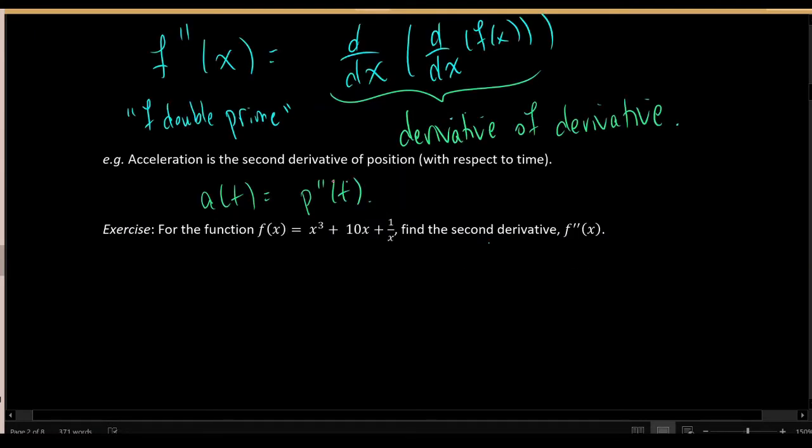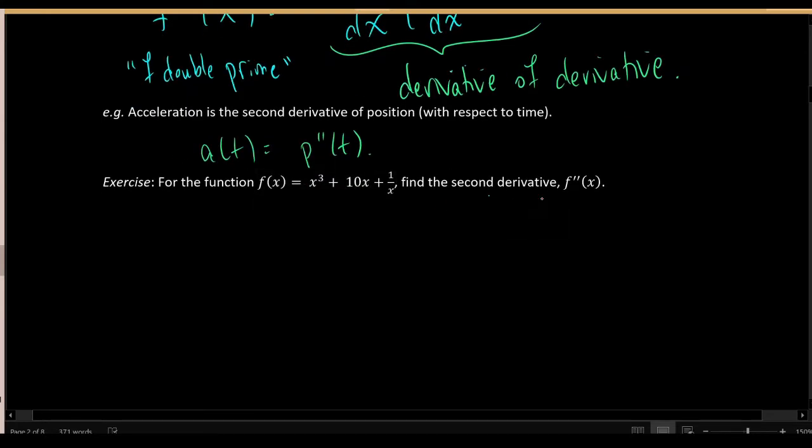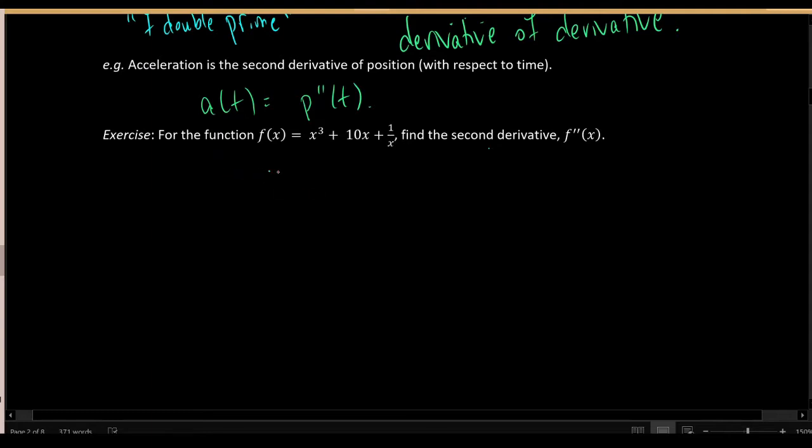Symbolically, I might write something of this nature. So let's practice finding the second derivative in a situation like f of x equals x to the third power plus 10x plus 1 over x. The first thing that I want to do is find the first derivative of f of x. And in order to do that, I'm going to slightly rewrite this expression so that instead of having 1 divided by x, I have x to the power negative 1.